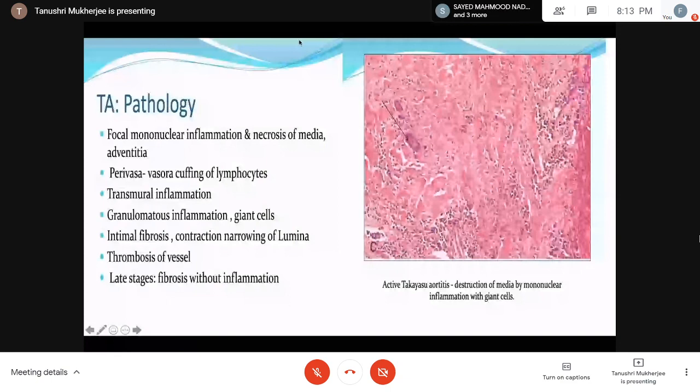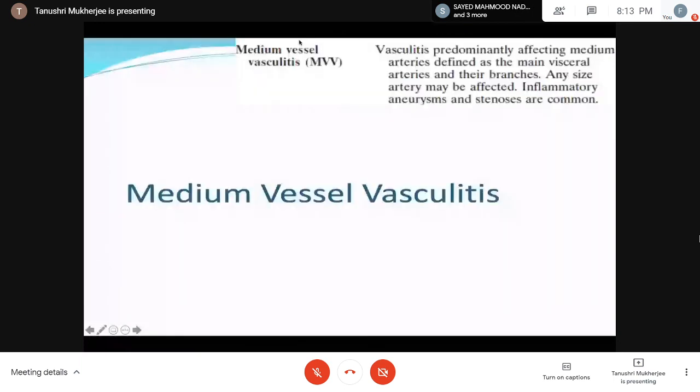So these were the two large vessel vasculitides, temporal arteritis and Takayasu arteritis. Then the medium vessel vasculitis. Any size artery may be affected. Inflammatory aneurysms and stenosis are common.